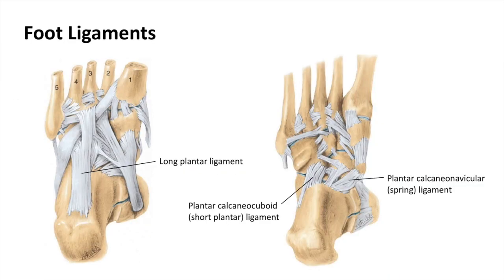Here's looking again at some of the plantar ligaments. So we've got a long plantar ligament, and then we've got this spring ligament, or the plantar calcaneonavicular ligament, located from the calcaneus to our navicular. And then also our plantar calcaneocuboid, from the calcaneus to the cuboid, which is also called our short plantar ligament. Many times these are referred by their other names, so the long plantar, short plantar, and spring versus the anatomical name. So make sure that you know both.